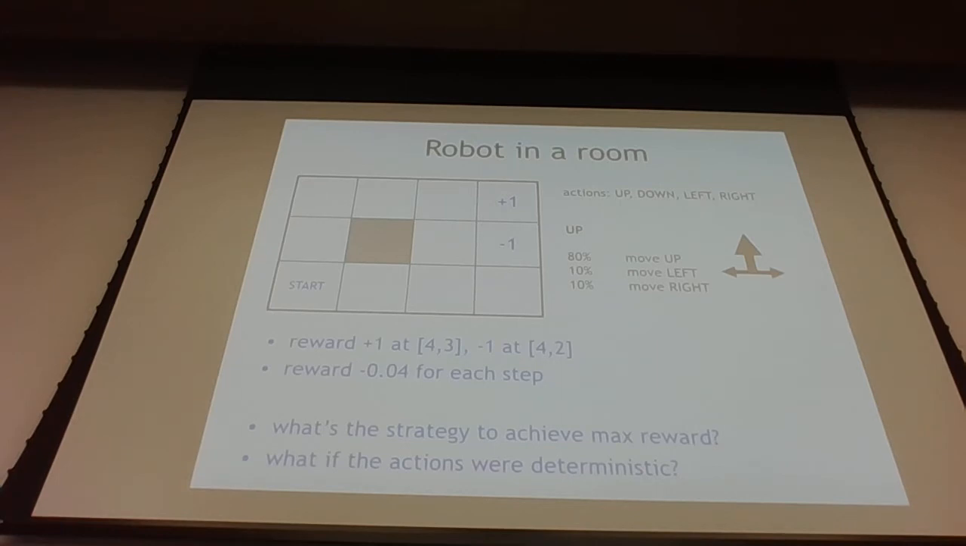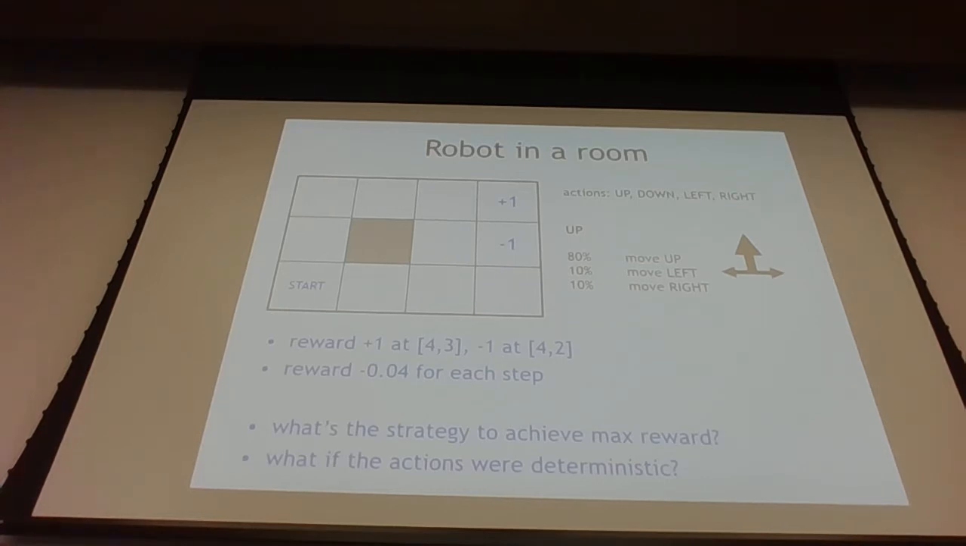So the thing is, there are two locations. The location 4,3 has a reward of +1, and the location 4,2 has a reward of -1. Now each step, if you take a move action, each move action has a reward of -0.04. Now you follow a policy and maximize the reward.